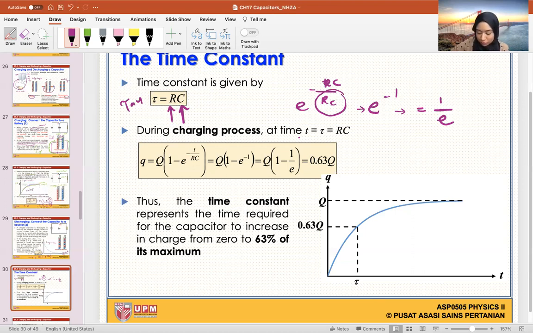How do I use my calculator to find e? I forgot. Where is e? Can you guys find it? What's the value of e? e is... I can't see it here.